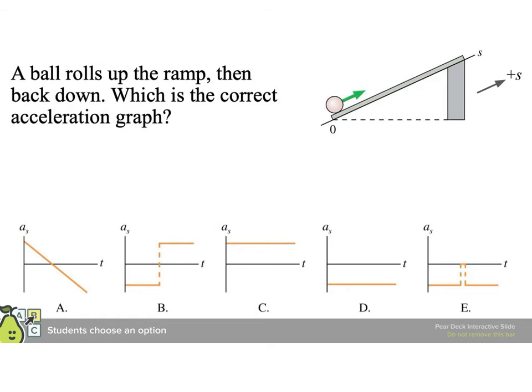So now a couple of example things. One: a ball rolls up the ramp and then back down. What is the correct acceleration graph? Take a moment to pick one, and then we'll talk about it.